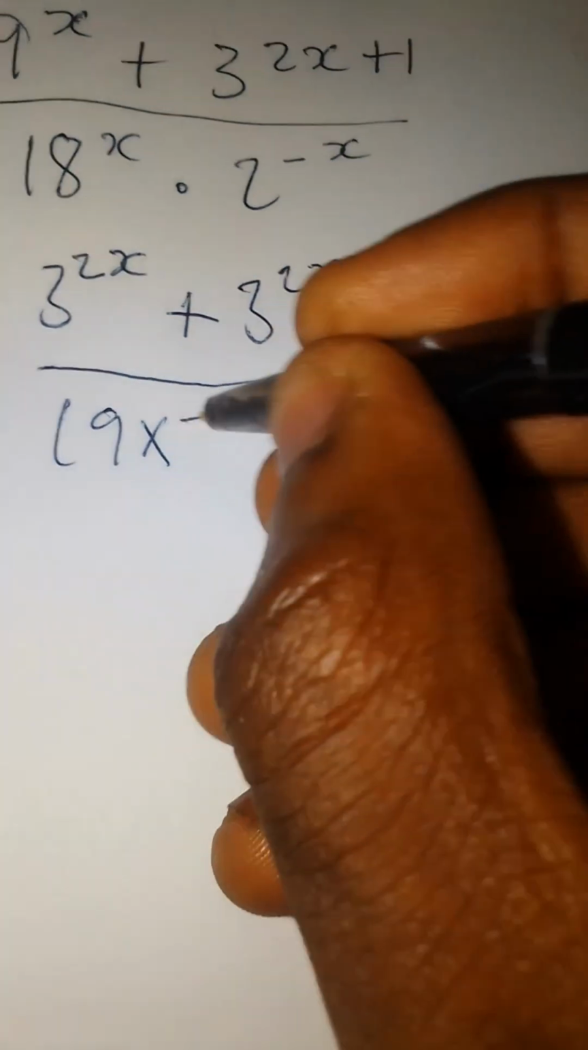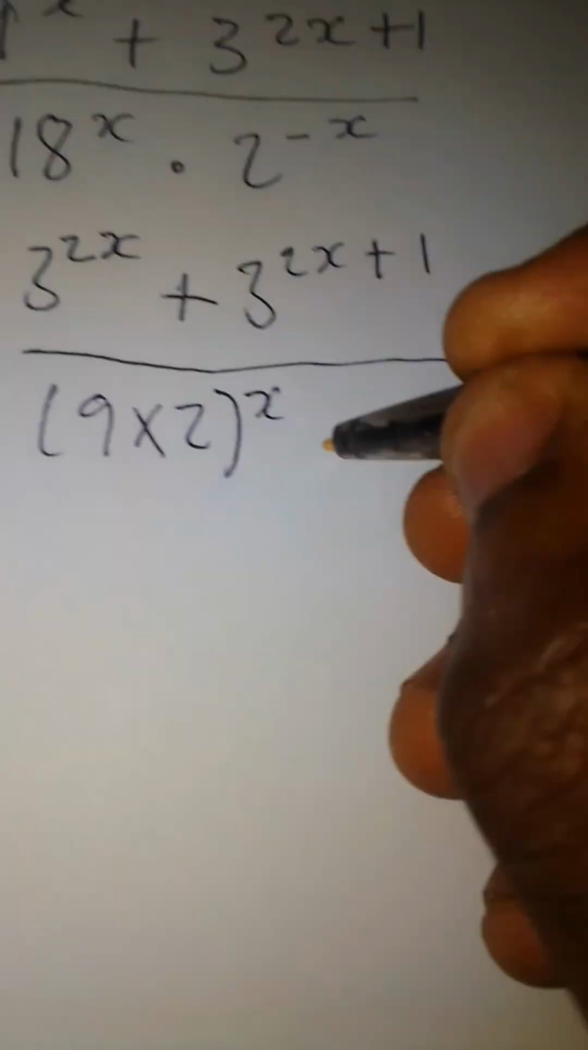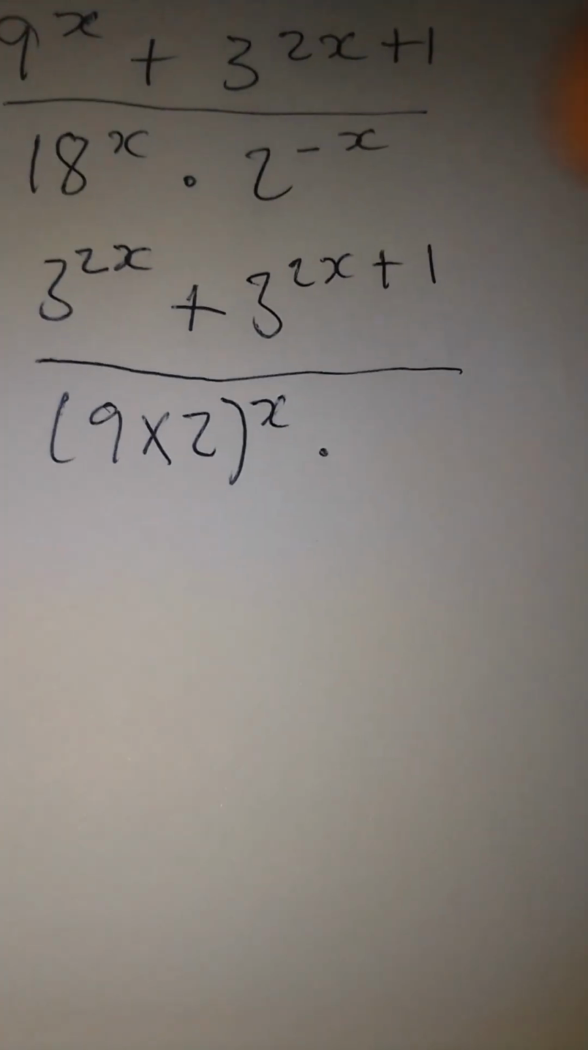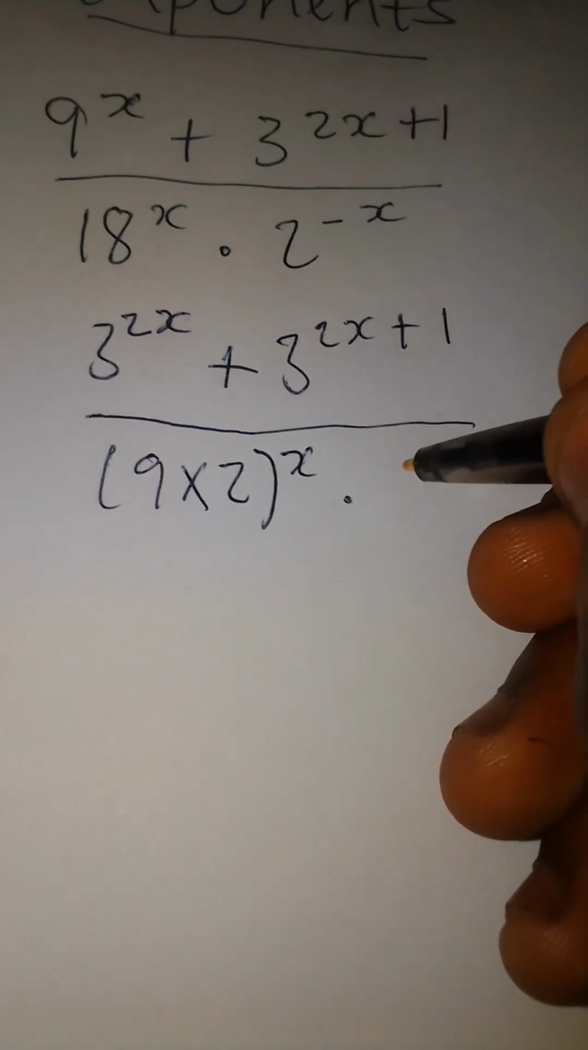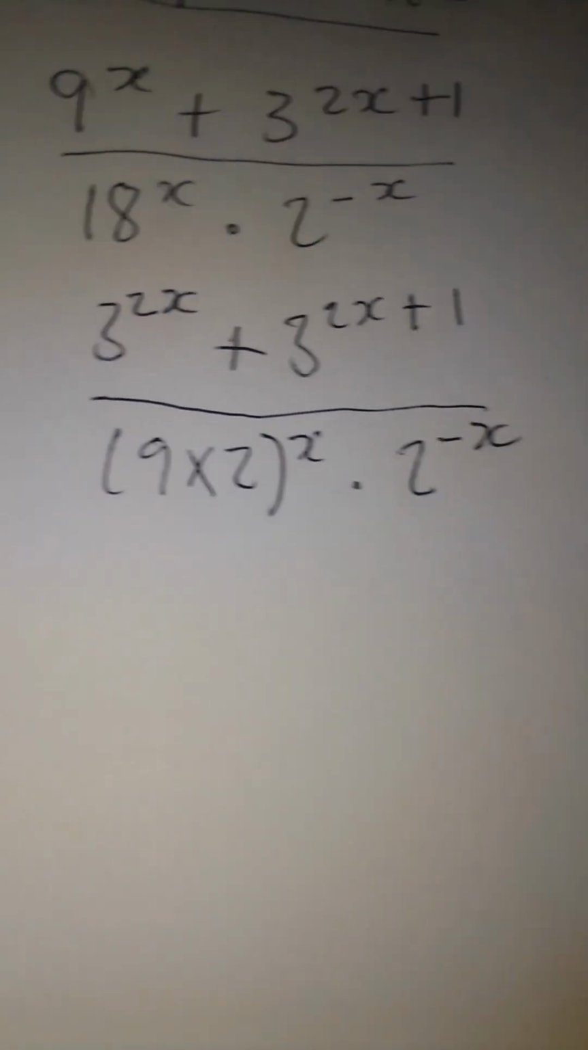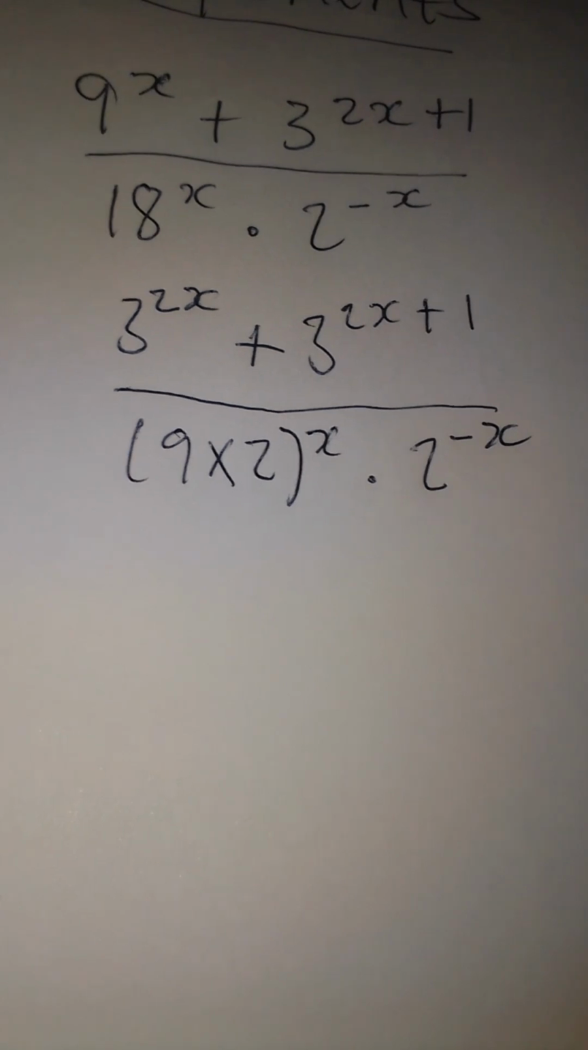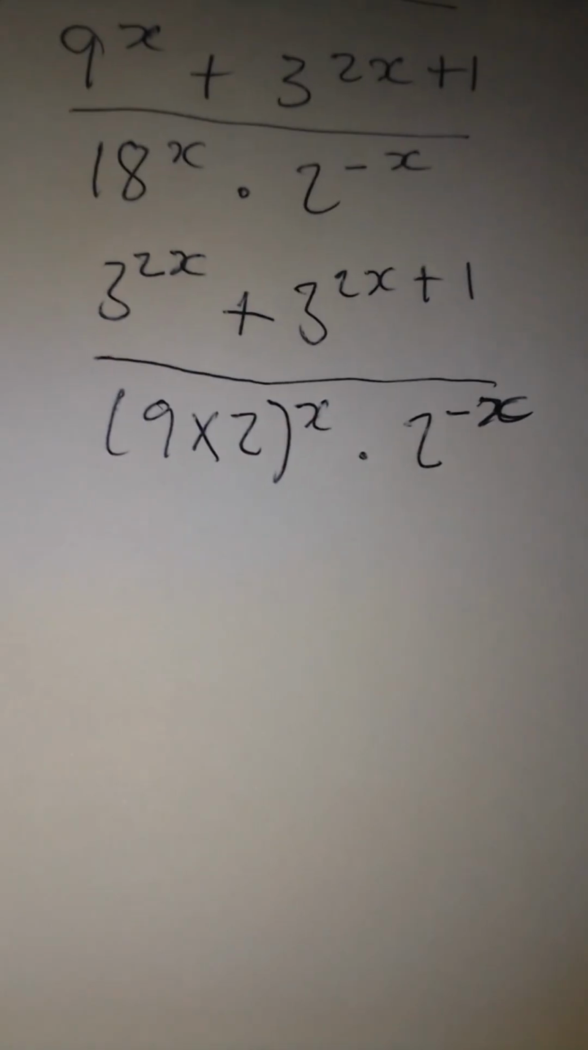And divided by 18, we know 18 is the same as 9 times 2, to the power x. I leave this here the same because I can't do anything with this 2 to the power of negative x. For the moment I'll leave it like that.